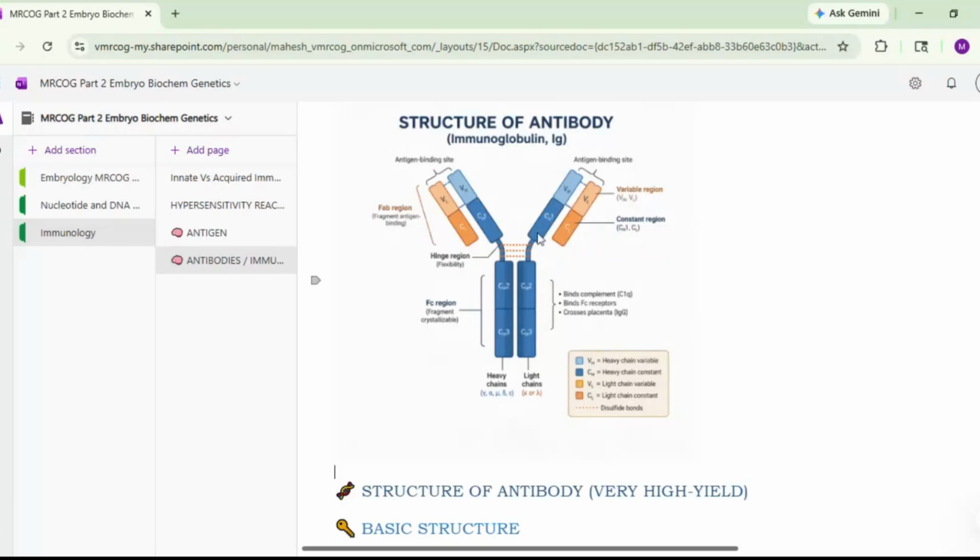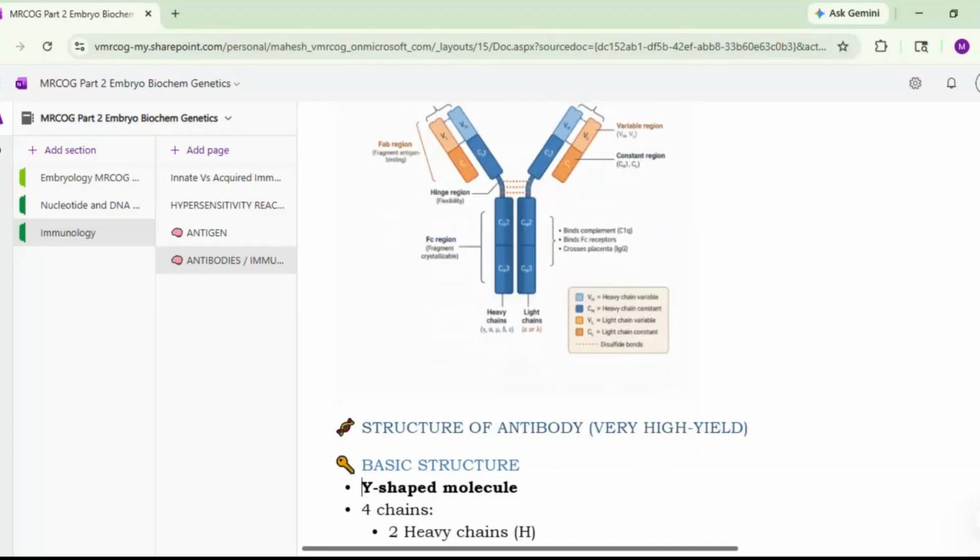Okay, so this fragment is called the Fc region, while this fragment is called the Fab region. This Fab region is responsible for binding with the antigen, while the Fc region, the fragment crystallizable, is responsible for the further effects. Once the antigen-antibody complex is formed, the further effects will depend on this. So these are the different parts, the basic structure of the antibody.